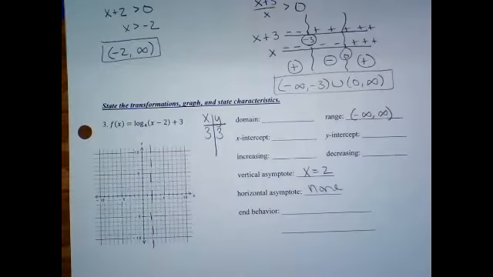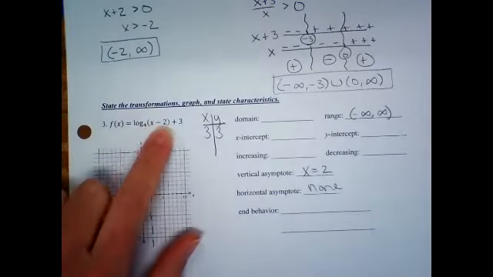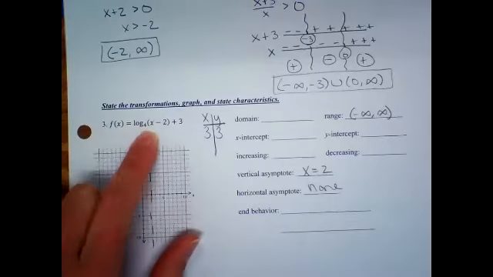Four is not going to be good. Is 5 going to be good? If you plug in 5, 5 minus 2 is 3. Log base 4 of 3. 4 to what power gives you 3? Okay, so that's not a good choice.